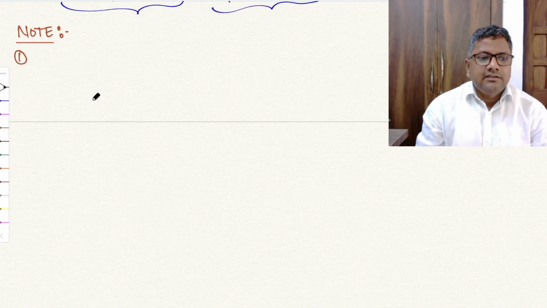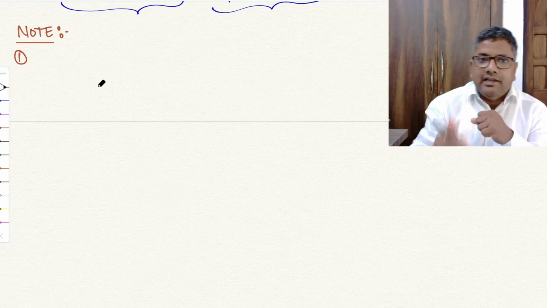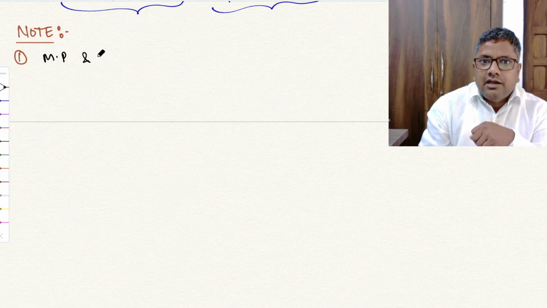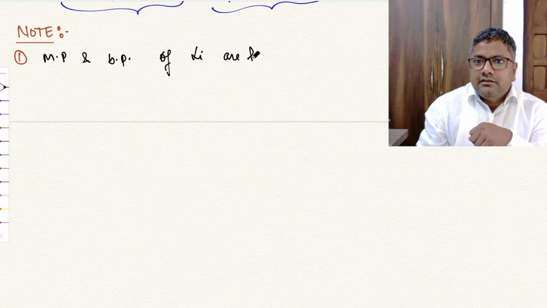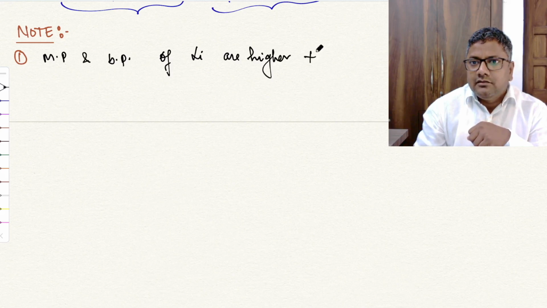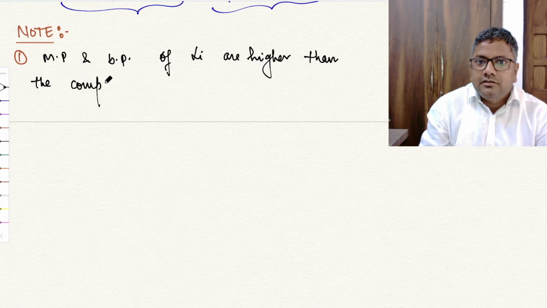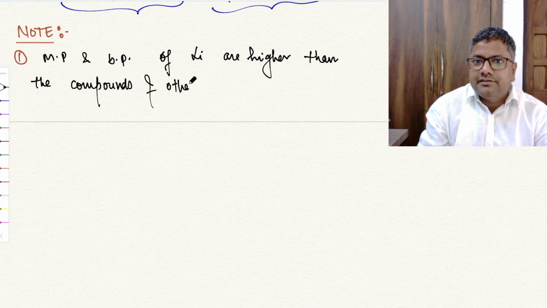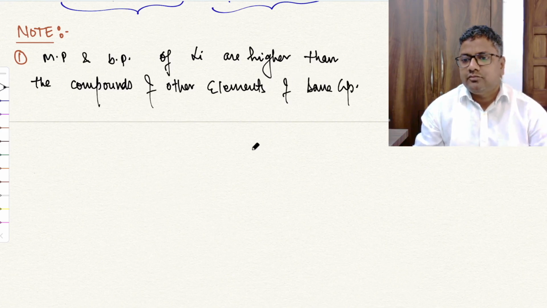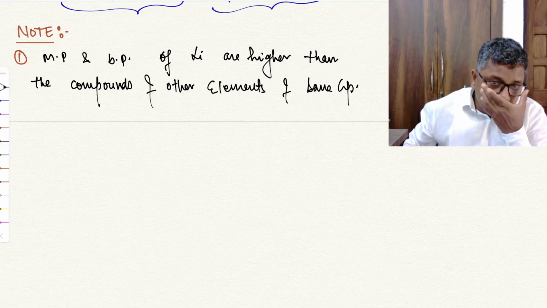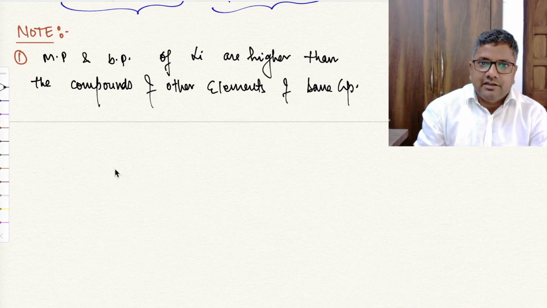First point: the melting and boiling points of lithium compounds are higher than those of the compounds of other elements of the same group, right? So in the same group, if you compare the melting point and boiling point, you will find that for lithium compounds it is higher than sodium, potassium and other element compounds.